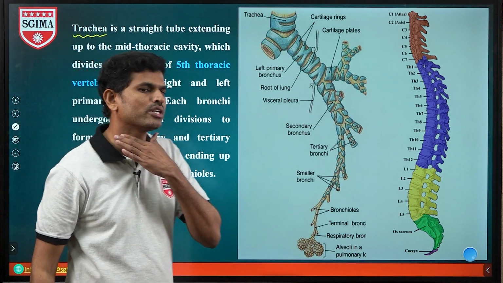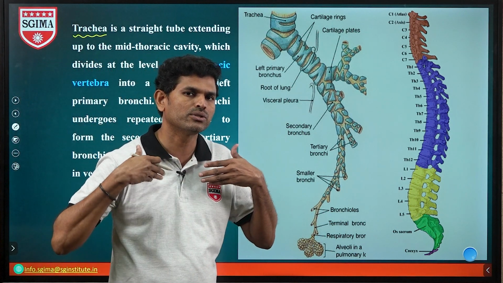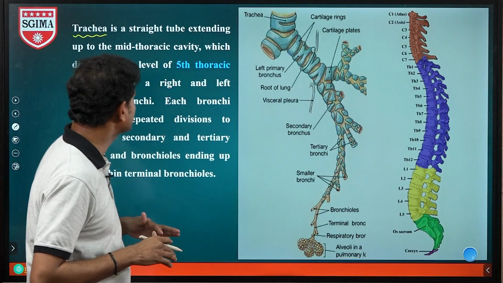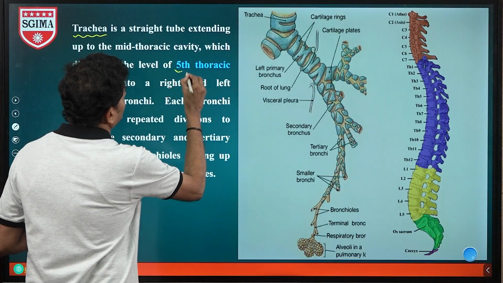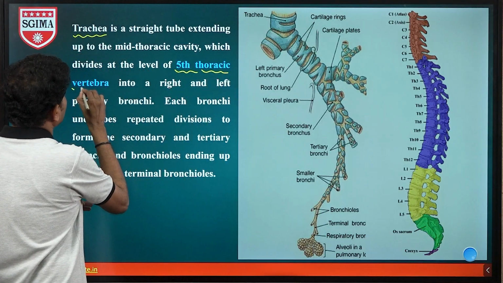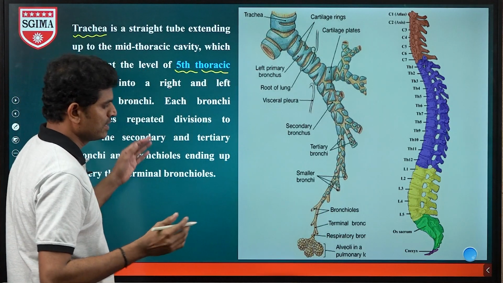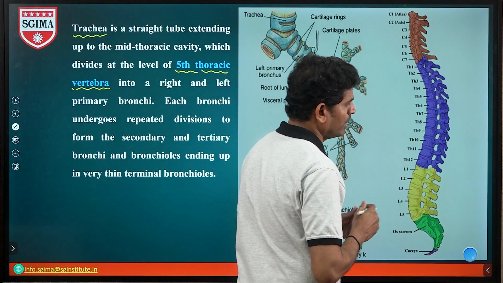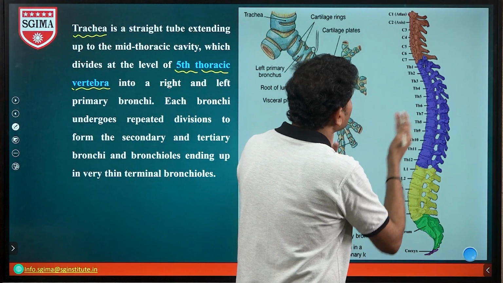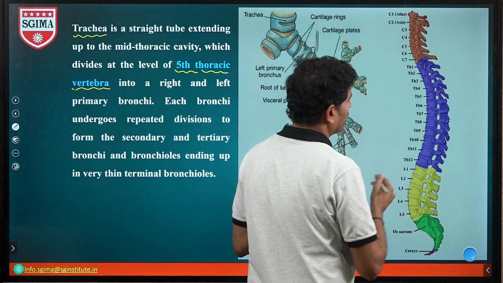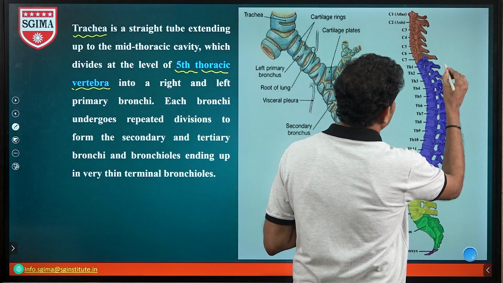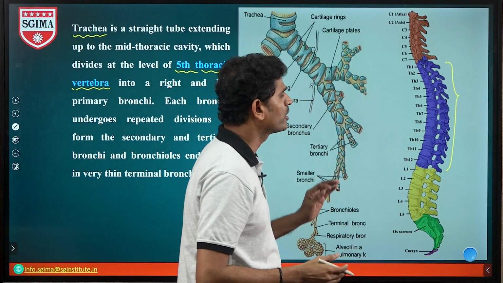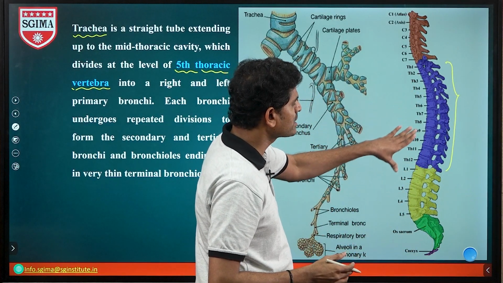From the neck region it starts and enters the thorax, exactly to the mid-thorax, where it is the fifth thoracic vertebra. I took two diagrams here, the vertebral column, so that we can know the exact location. This is the thoracic region, mentioned in blue color, of our vertebral column. These are called thoracic vertebrae.